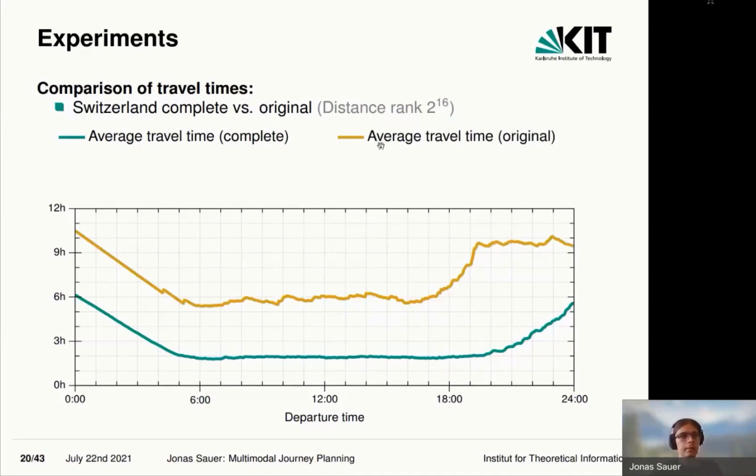Okay, so this is the average travel time on the original network. And the results might surprise you. The average travel time is 6 hours instead of 2. So it's extremely bad.